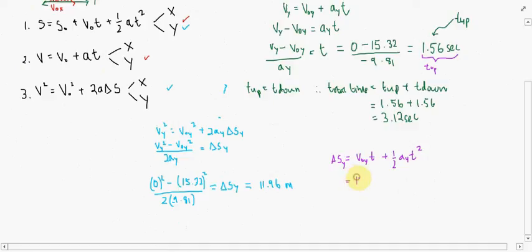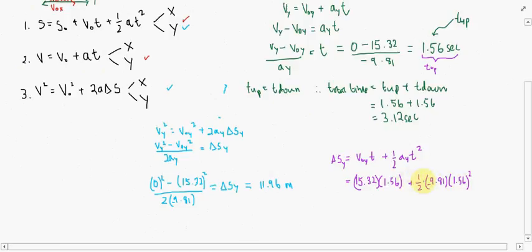So it's 15.32 times the time it took to get up, which is 1.56, plus 1/2 of this acceleration in the y direction, which is 9.81 times 1.56 squared. And remember, this 9.81 is a negative value. So a positive times a negative is going to give me a negative.